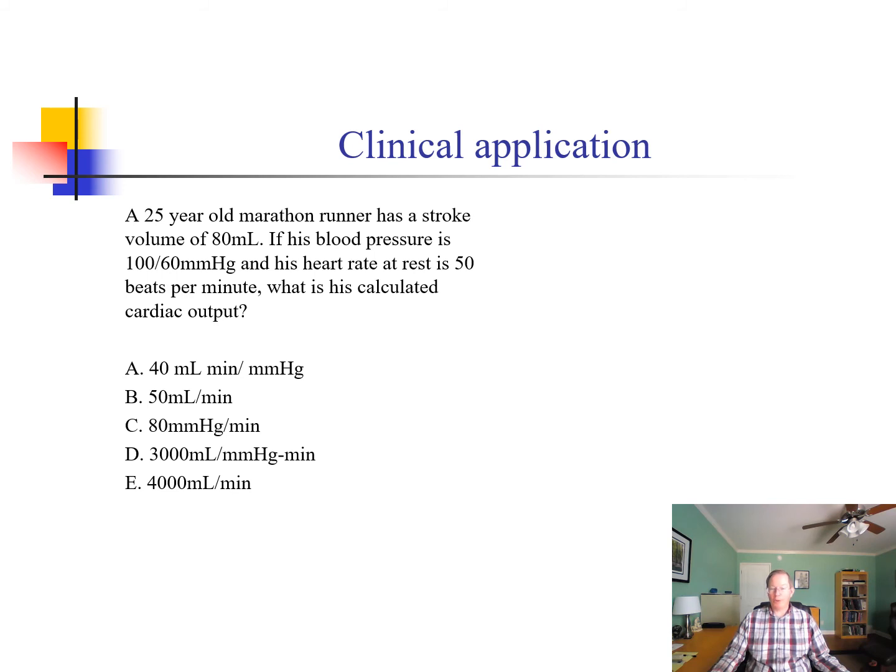A 25-year-old marathon runner has a stroke volume of 80 milliliters. If his blood pressure is 100 over 60 millimeters of mercury and his heart rate at rest is 50 beats per minute, what is his calculated cardiac output?